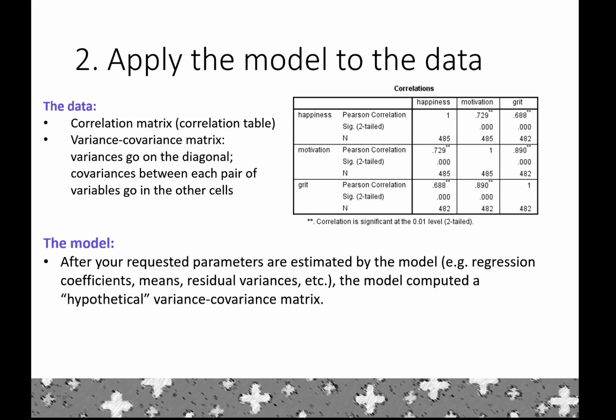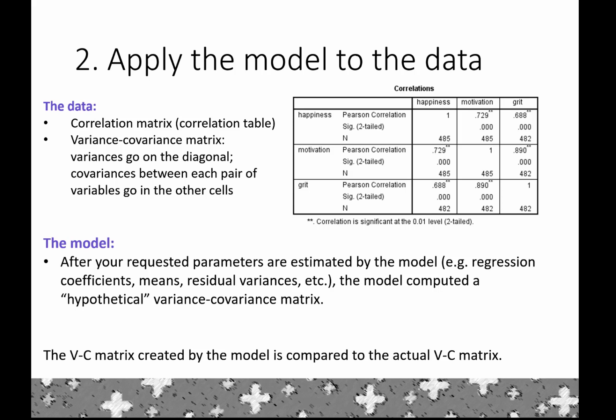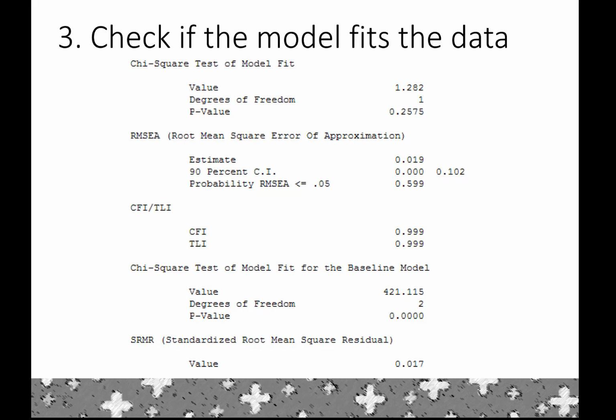For the model, you then have a set of parameters. That is because you request MPlus to estimate things for you, such as the regression coefficients, means, correlation coefficients, factor loadings, and so on. After your requested parameters have been estimated, the model then computes a hypothetical variance-covariance matrix. So now you have two matrices, one from the data and a hypothetical one produced by MPlus. So in order to see whether your model fits the data, there will be a comparison between the two. However, you don't have to do this yourself. MPlus will do that comparison for you.